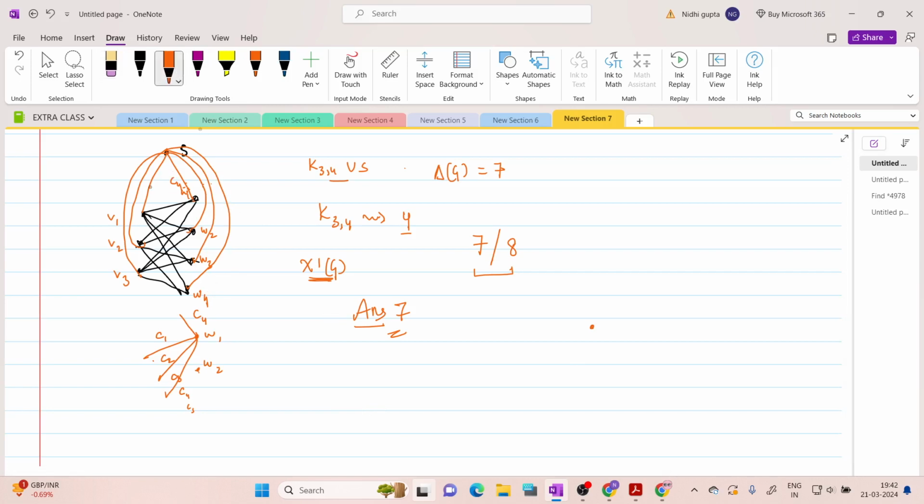Three colors will be given to V1, V2, and V3, which will be different. But the problem is this: you have to ensure the four colors. The color you give to the edge S to W1 should be different from the colors given to W1V1, W1V2, and W1V3, and similarly for SW2. Ma'am, we can start with seven different colors, with the S node, because seven is the maximum degree.